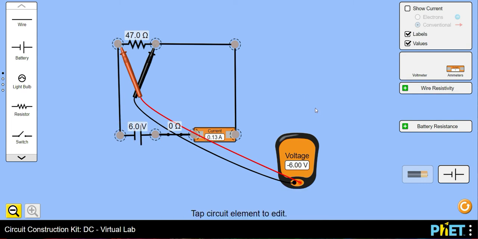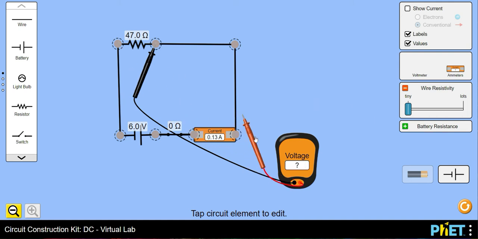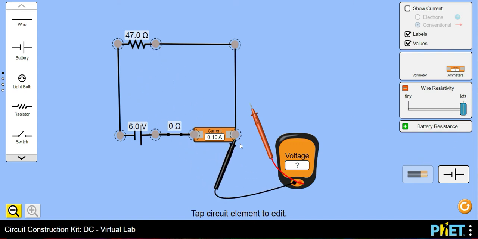And now I have something I understand. So what else is available here? Well, we have wire resistivity. Tiny and lots. Not very helpful. Well, let me put it up to lots. Now, wire has resistance. So I put my voltmeter across it.